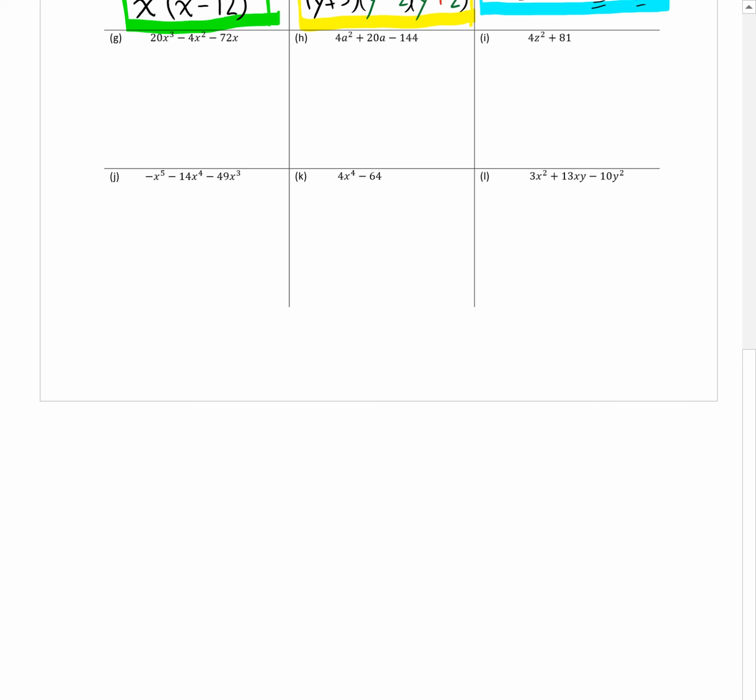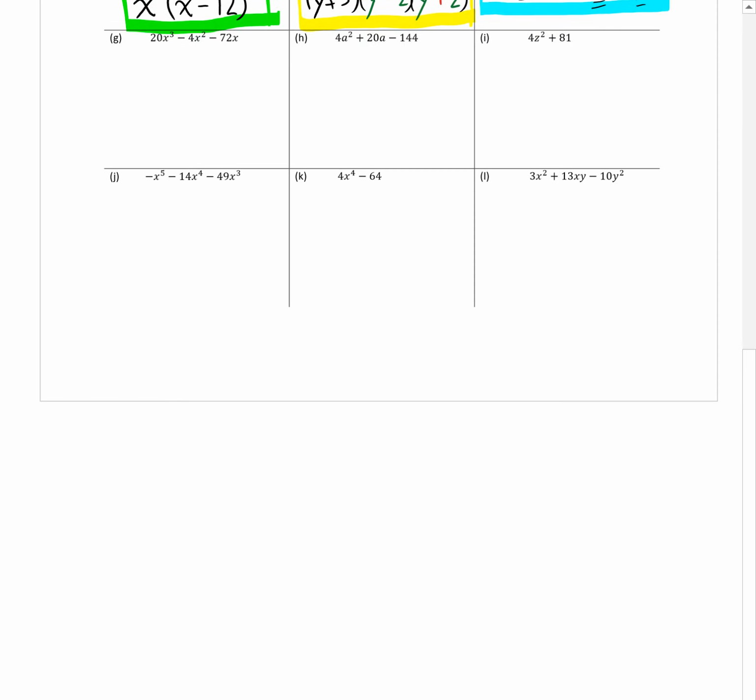So we're about halfway done here. We're doing pretty good. Let's try the next one, part G. This one looks kind of scary because we have big numbers. But I think if you think of the first step, see if there's a greatest common factor, that's going to make the problem a lot nicer, a lot of times.